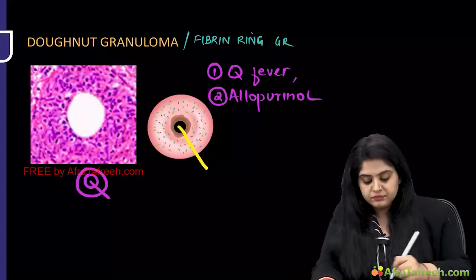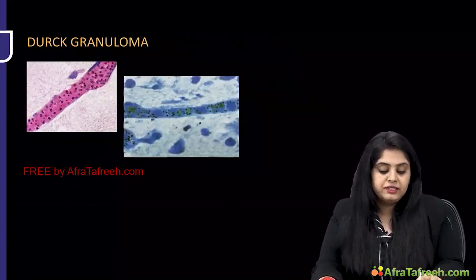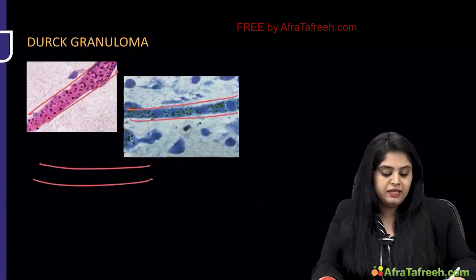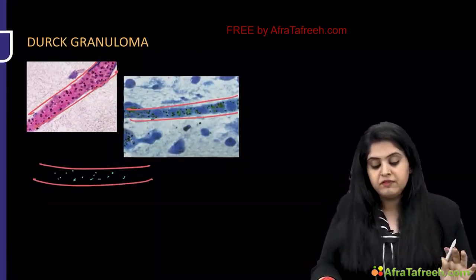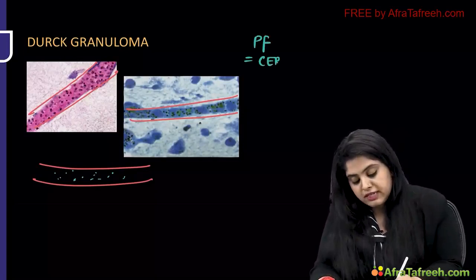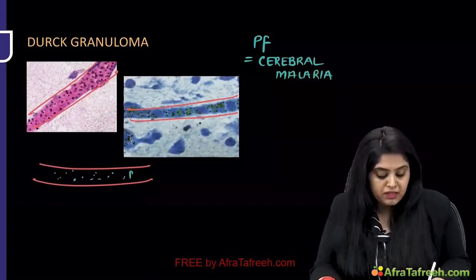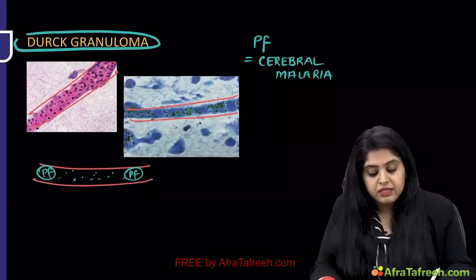You'll always remember. Coming to the last one, Dirk granuloma. What is Dirk granuloma? You can see there are two parallel lines with dot dot dot in the center. This is seen in Plasmodium falciparum. I hope everyone knows this, everyone remembers this. This is going to be seen in Plasmodium falciparum, which causes which malaria? It causes cerebral malaria. So actually I realized this dot dot dot we had made, these were nothing but Plasmodium falciparum organisms. And what is this granuloma known as? This is known as the Dirk granuloma.